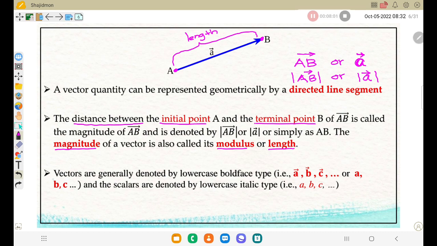Now we come to the third point. Vectors are generally denoted by lowercase, bold face type letters, like vector a, vector b, vector c, vector u, vector v. Or we can say bold letters a, b, c, without vector notation also. But scalars are denoted by italic type small letters a, b, c, without bold. So this is the representation of a vector.